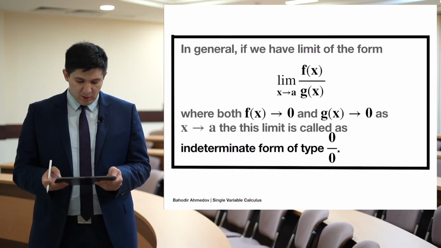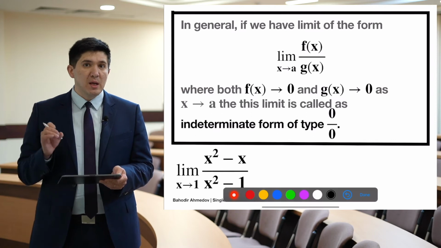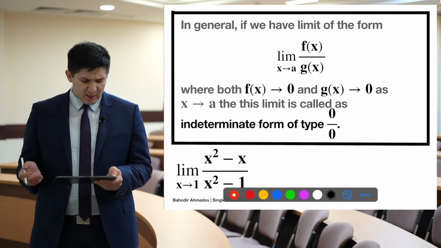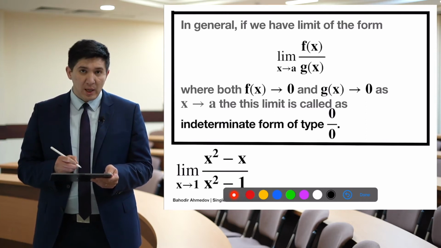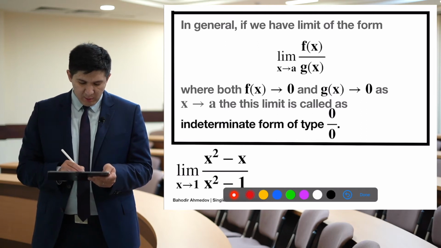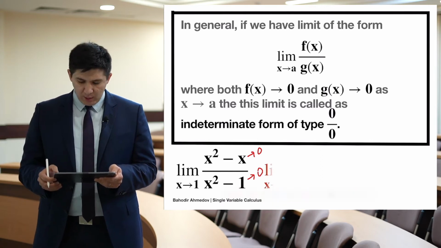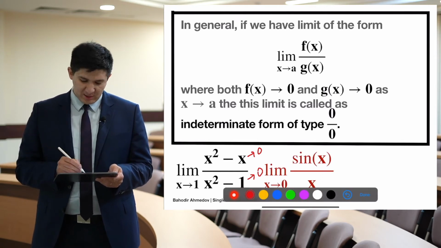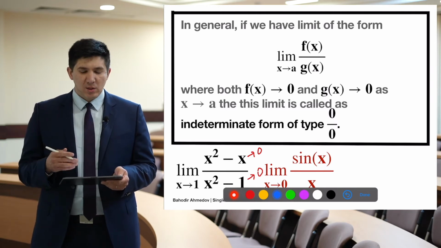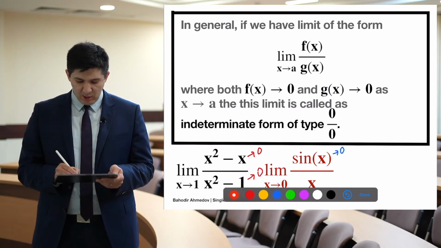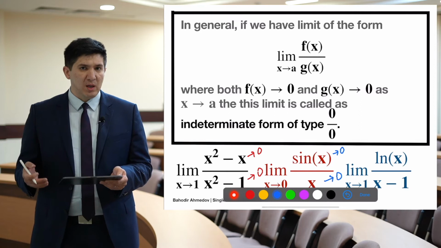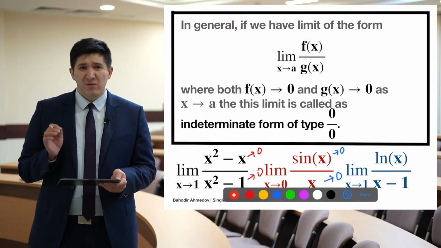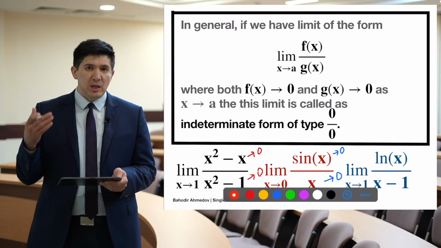Here are a couple of examples of indeterminate limits of this form. For example, x squared minus x divided by x squared minus 1 when x goes to 1. You can just substitute x equal to 1 and get 0 on the numerator and 0 on the denominator as well. Another example is sine of x over x, our favorite example. When x goes to 0, sine of x goes to 0, and x is also going to 0. One more example is ln of x divided by x minus 1 when x goes to 1, which is also an indeterminate limit of the form 0 over 0.